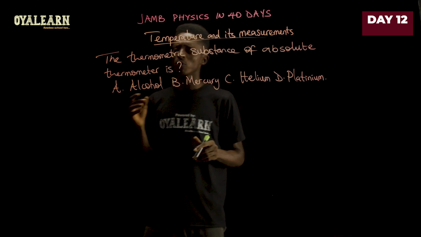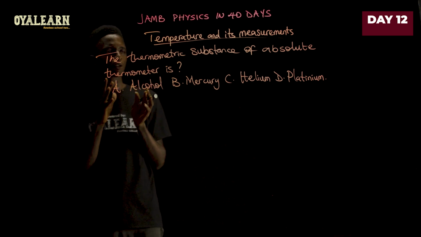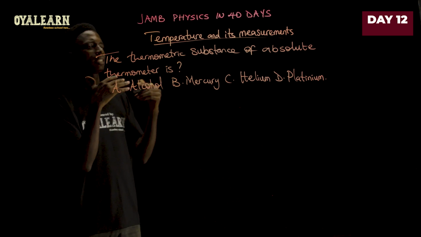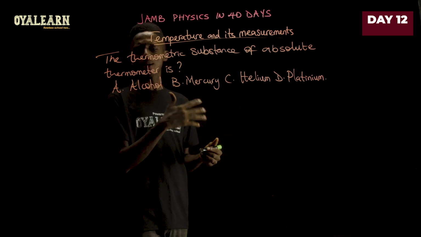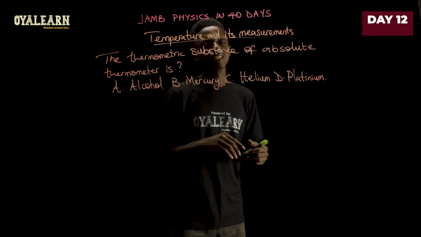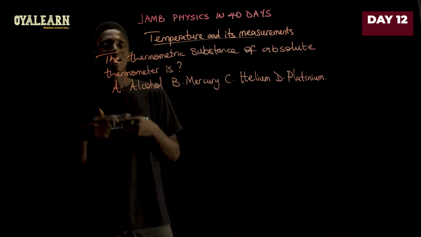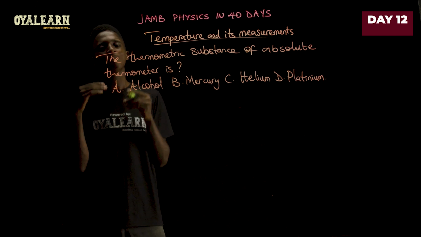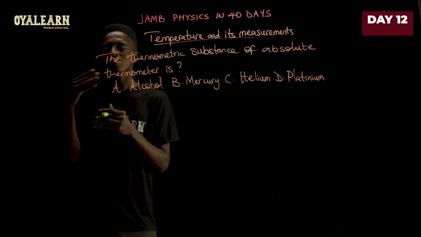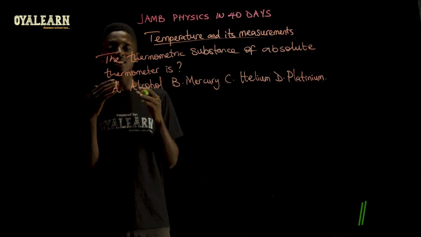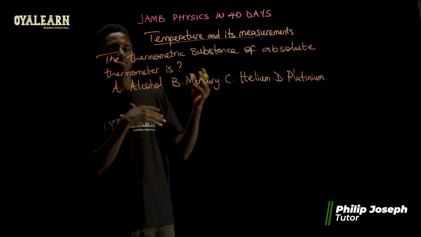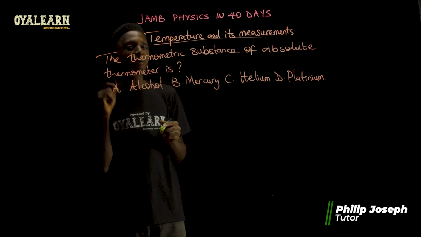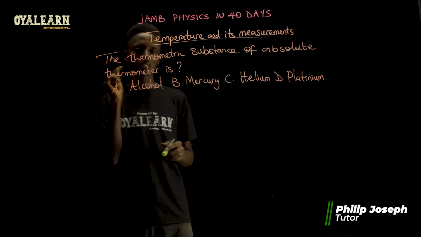This question is one of those that many students often do not get immediately they read it. The question says, the thermometric substance of absolute thermometer is... Many students think that they just mean the absolute scale thermometer, and when they think of that, they keep their limits within 273 Kelvin and 373 Kelvin.